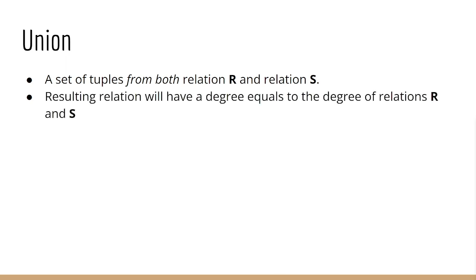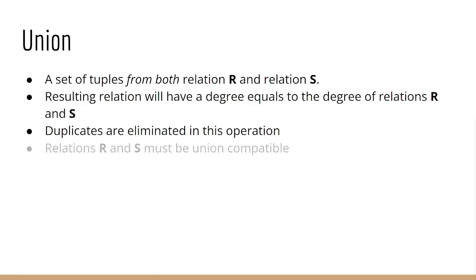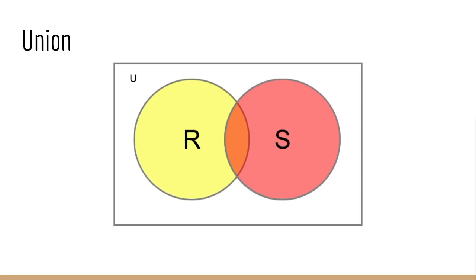The resulting relation will have a degree equal to the degree of relations R and S, meaning the number of attributes in the resulting relation is equal to the attributes of the relations R and S. Duplicates are eliminated in this operation. Relations R and S must be union compatible. It is denoted as R union S. From this diagram, you can see that the result of any union operation consists of the elements of relation R plus the elements of relation S, where the duplicates are removed.